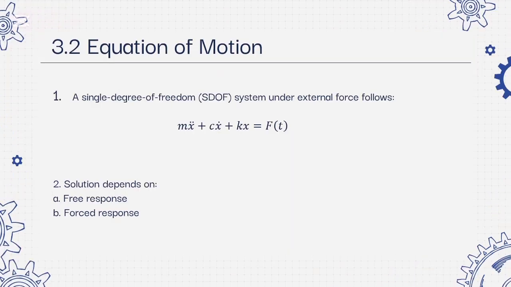Now we will talk about the equation of motion. The equation of motion for a forced vibration system follows Newton's second law. For a single degree of freedom system, it's given by m x double dot plus c x dot plus k x equal to f of t. Here, mass, damping, and stiffness determine the system's behavior. The solution consists of two parts: the free response, which depends on initial conditions, and the forced response, which depends on external excitation. And for the free response, the solution will be homogeneous, and for the forced response, the solution will be particular.